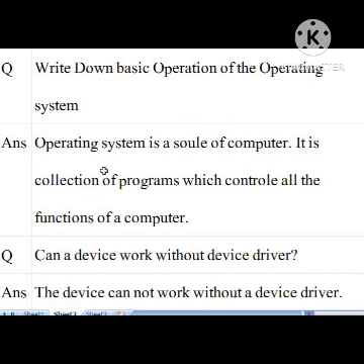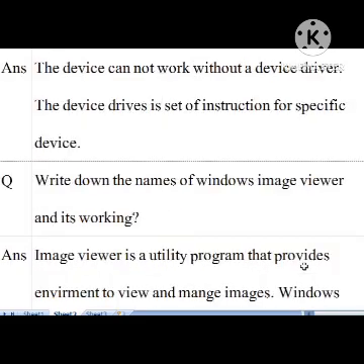Write down basic operation of the operating system. Operating system is the soul of the computer. It is a collection of programs which control all the functions of the computer. Can a device work without device driver? The device cannot work without a device driver. The device driver is a set of instructions for specific device.